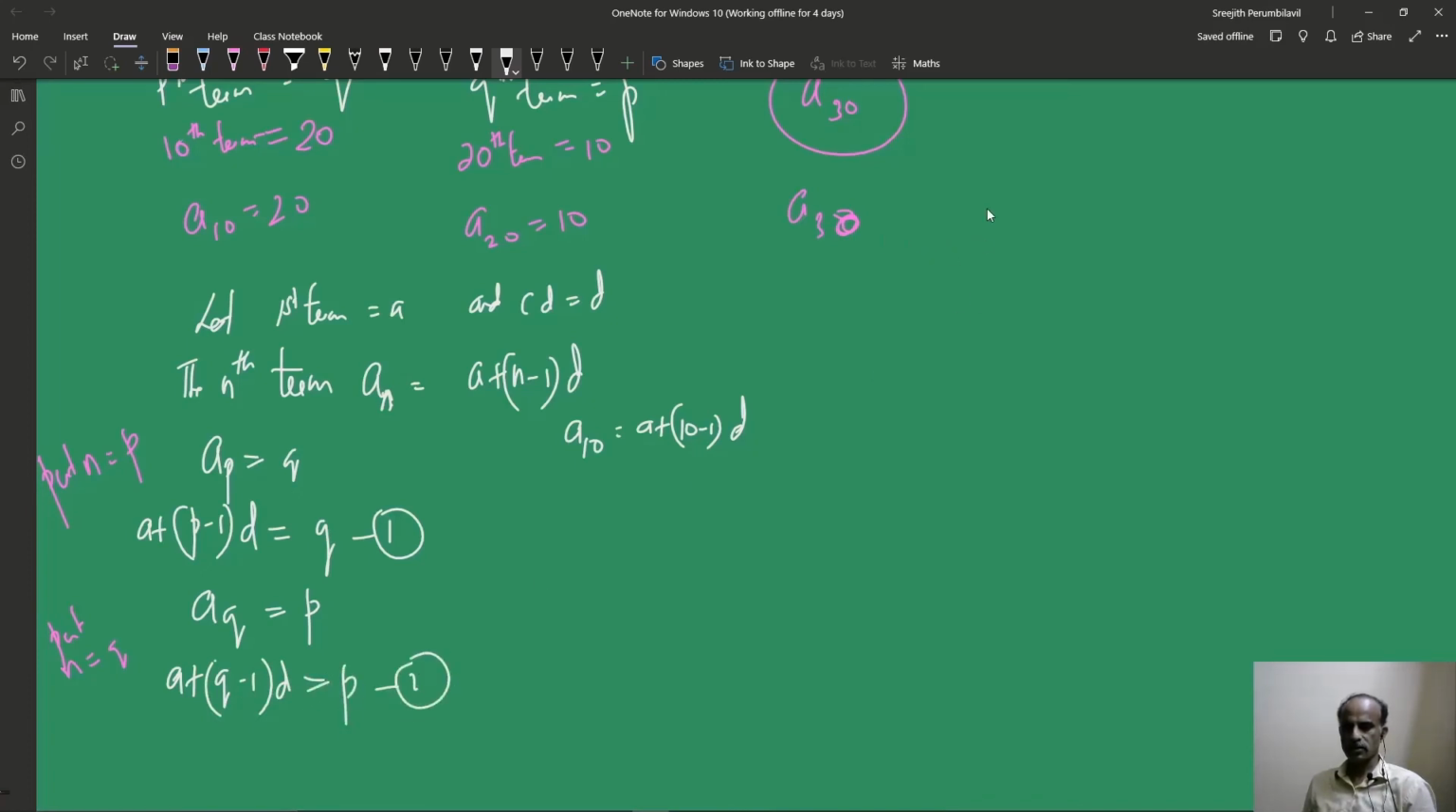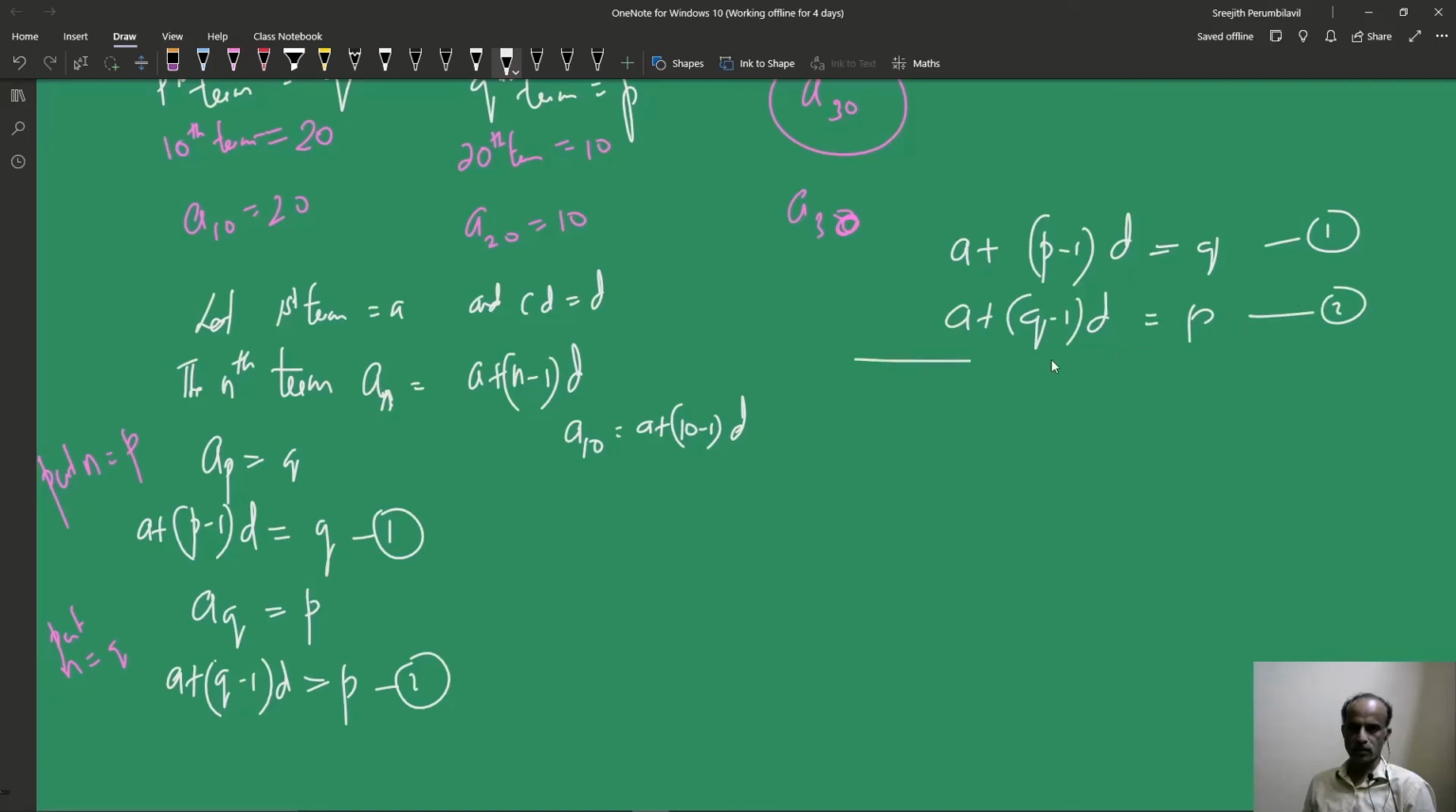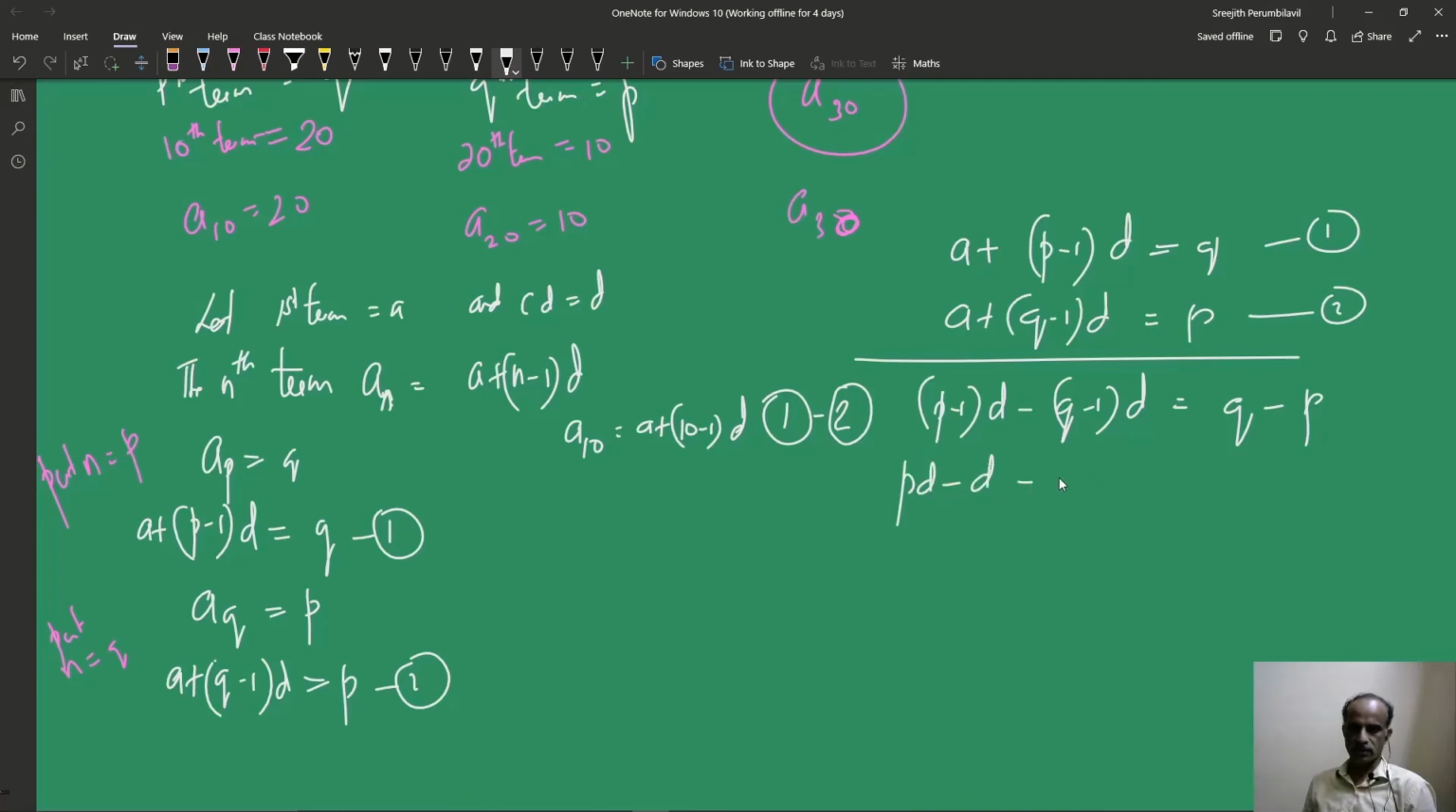We have to solve these two equations. A plus P minus 1 into D equal to Q, relation number 1, and A plus Q minus 1 into D is equal to P, relation number 2. What you do is 1 minus 2. A cancels. P minus 1 into D minus Q minus 1 into D is equal to Q minus P. Open the bracket: PD minus D minus QD plus D is equal to Q minus P.